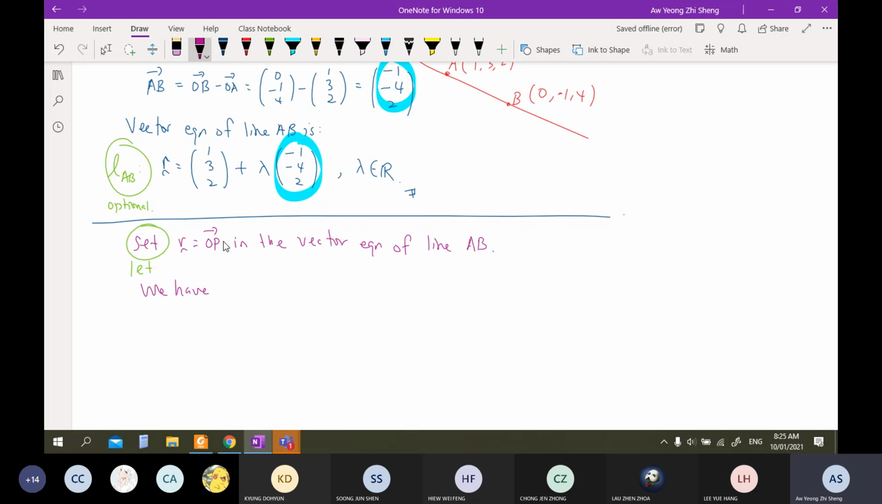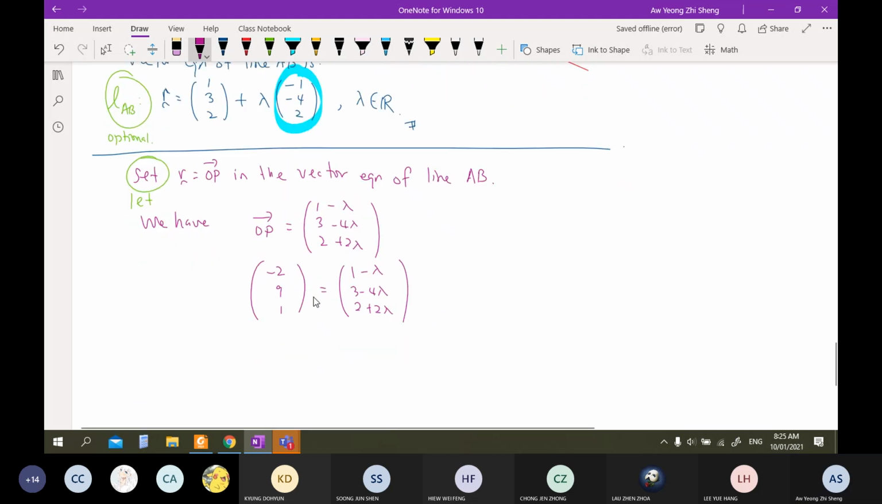Okay, we have OP equals to (1, 3, 2) plus lambda (-1, -4, 2). And what is OP? You just sub in the coordinates. That's (-2, 9, 1). So we are basically substituting the point P to the left hand side, solving for lambda. -2 equals to 1 minus lambda. This leads you to lambda equals to 1 plus 2, which leads you to lambda equals to 3.